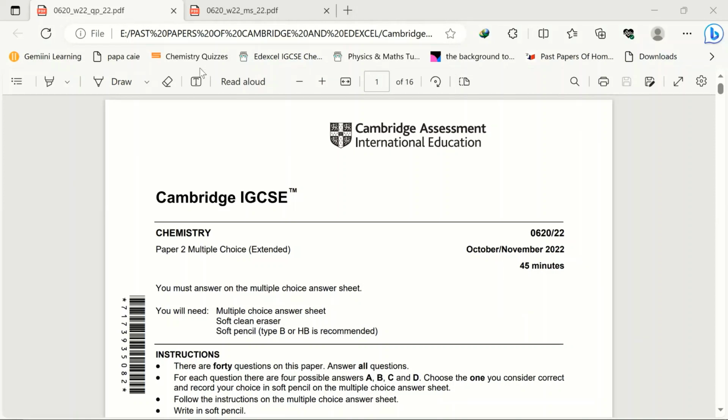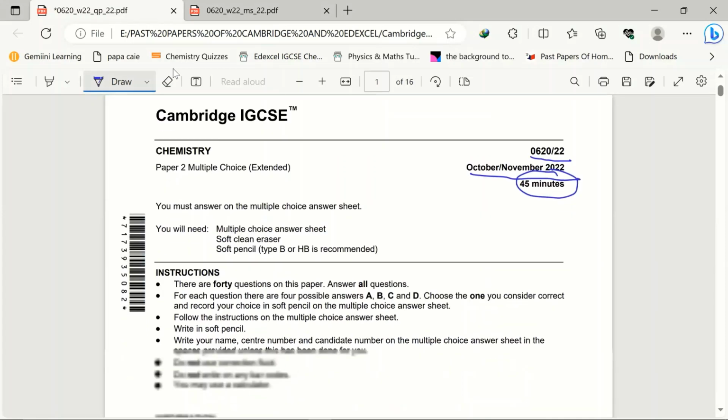Cambridge IGCSE, let's start. 062022 paper, October, November 2022. You will get maximum 45 minutes, including finishing your bubble sheet. So let's start.